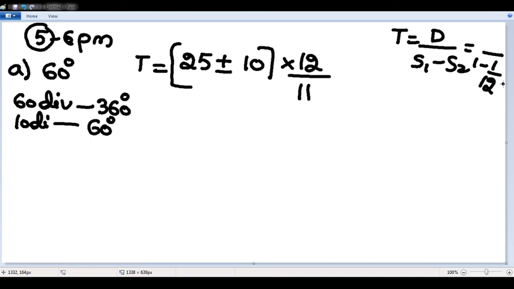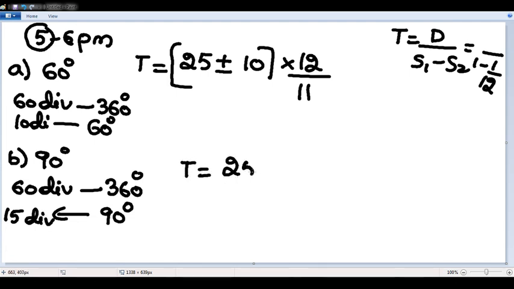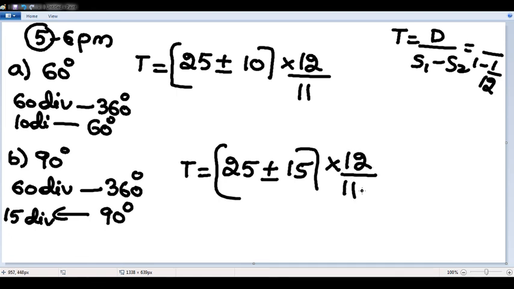Numerator, how much will it be? 12 by 12. Suppose it is 90 degrees. If it is 90 degrees, what will be the answer? 60 divisions is 360. 90 degrees is nothing but 360 by 4, 90, 60 by 4 is 15 divisions. So the answer will be the time: 5 o'clock means 5 5s are 25, plus or minus 15 into 12 by 11.